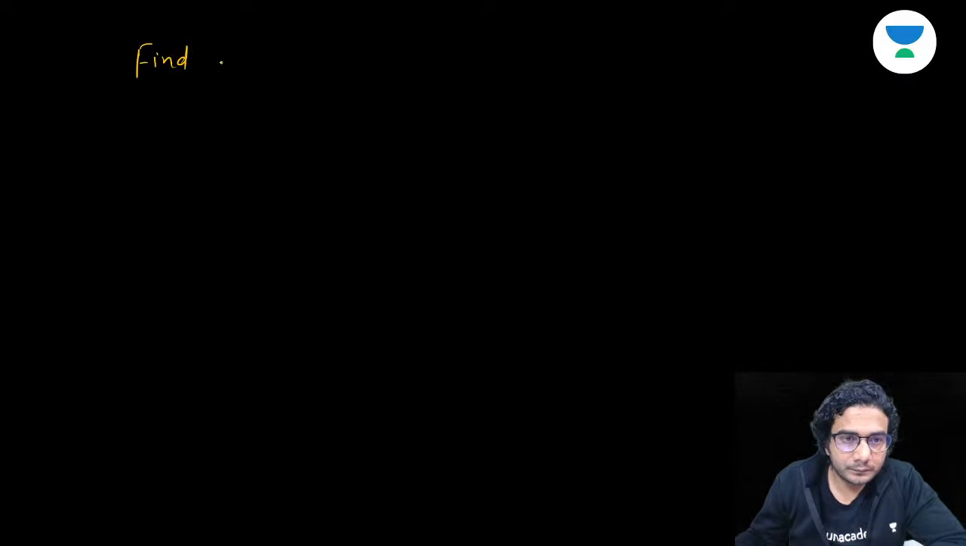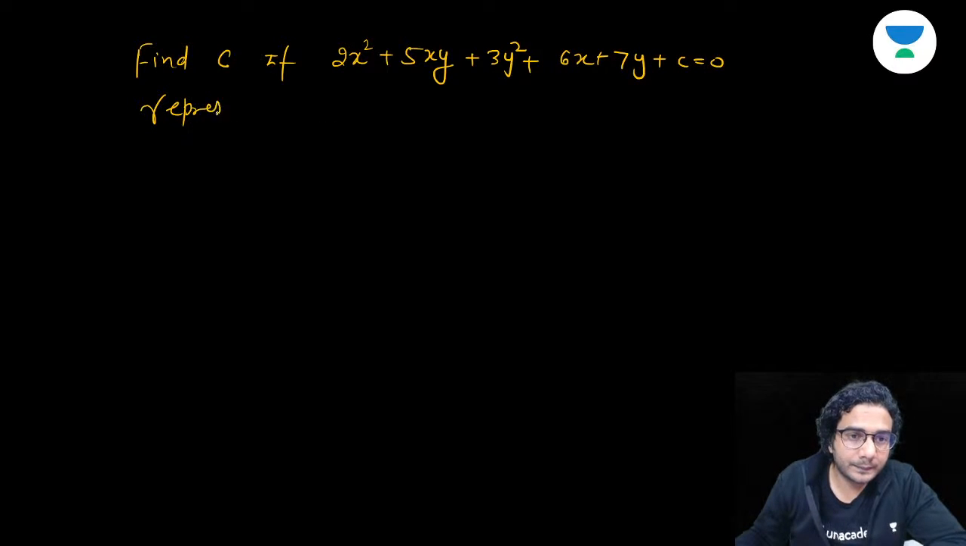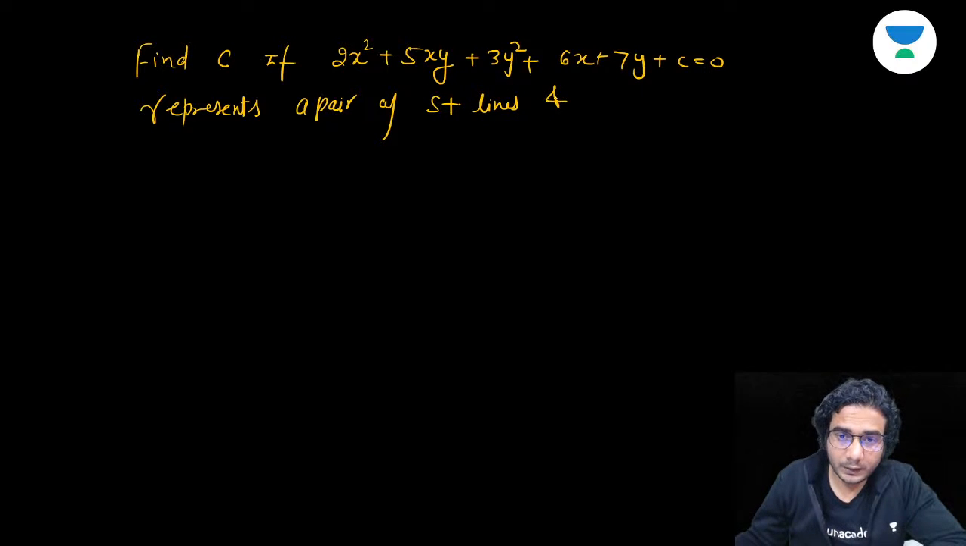Find c if 2x square plus 5xy plus 3y square plus 6x plus 7y plus c is equal to 0 represents a pair of straight lines, and also find the angle between them.